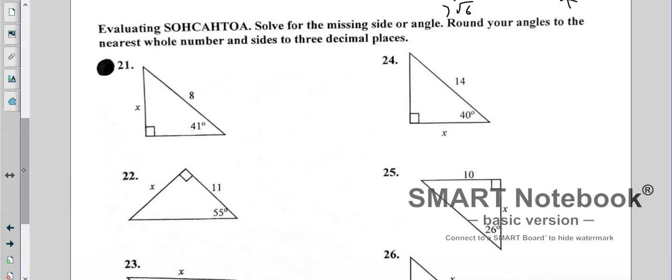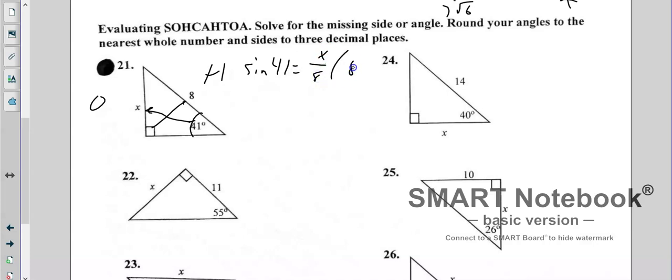All right, evaluating SOHCAHTOA, solve the missing side or angle. So here we are at the angle. We have the hypotenuse, which is h, so we know we're either using sine or cosine. Do we have the opposite or adjacent? Well, this side is all the way over there. That's the opposite side. That means we're doing sine. Sine of 41 equals opposite over hypotenuse.